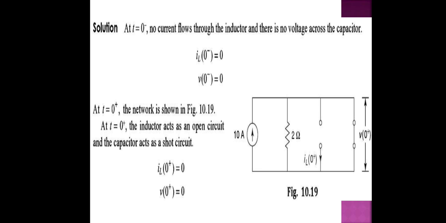So now at t equal to 0 plus, the inductor acts as an open circuit and the capacitor acts as a short circuit. So therefore you say that IL of 0 plus is 0 and V of 0 plus is also 0. So therefore the resultant equivalent circuit is like this.